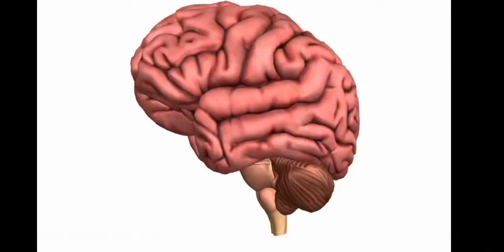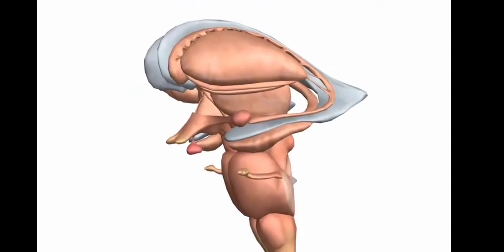So today we'll discuss more about the cerebral hemispheres. In this we can't see the midbrain or the diencephalon. I'll just remove the cerebrum. Yes, now we can see the inner structure.